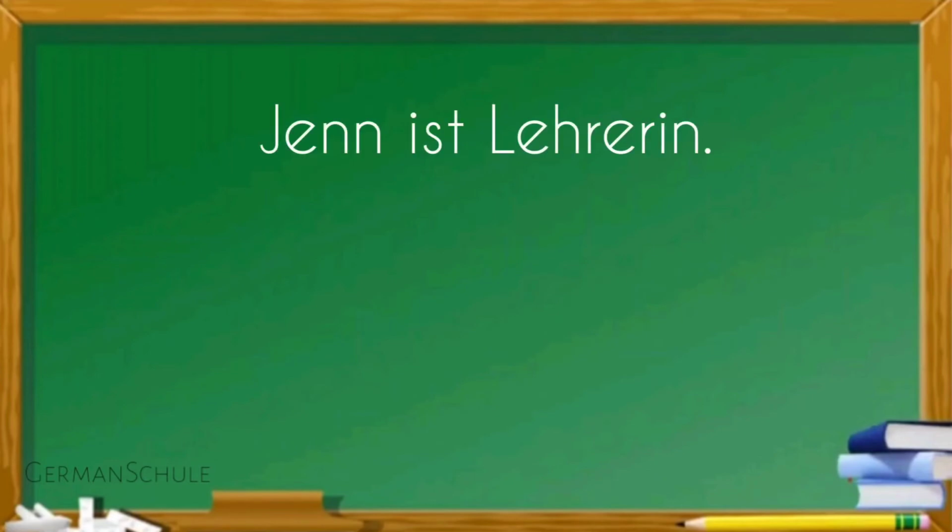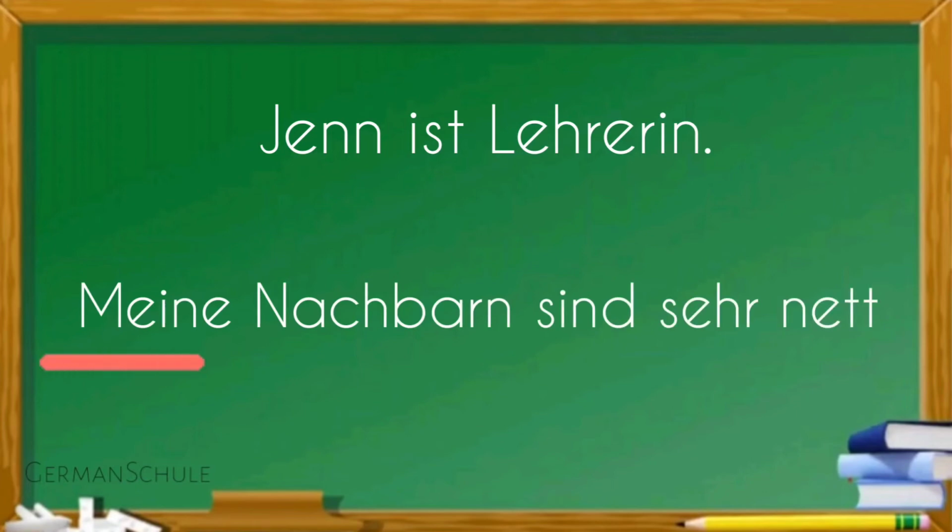Jen ist Lehrerin. Since Jen is female and singular, we will conjugate the verb according to the pronoun that can replace Jen here in the sentence, that is sie, singular third person. Meine Nachbarn sind sehr nett. Subject here is meine Nachbarn, which is third person plural. So pronoun that can replace subject is sie. So verb is conjugated according to sie.